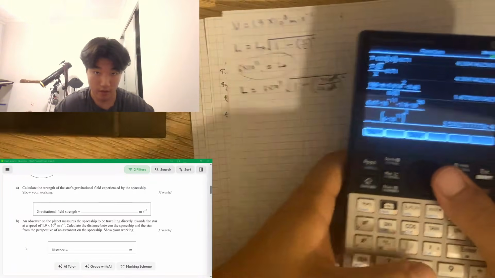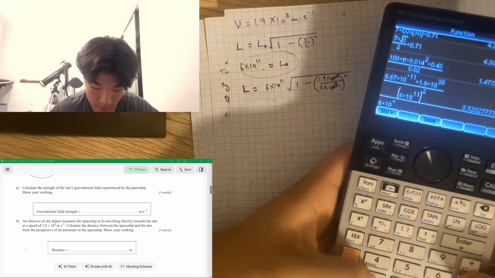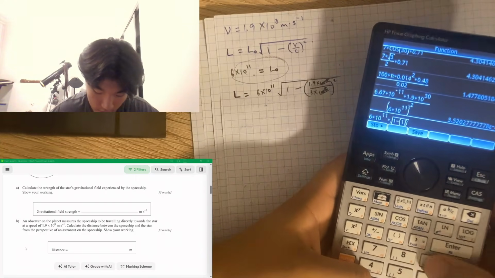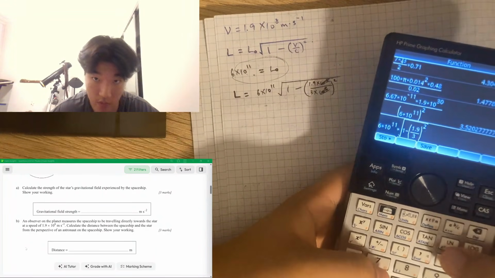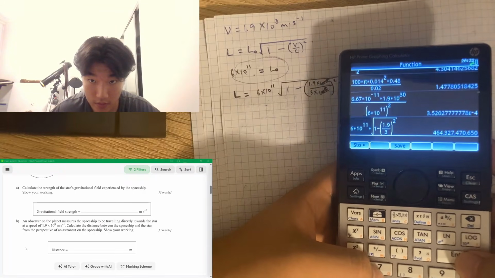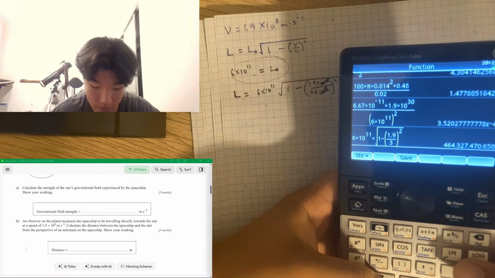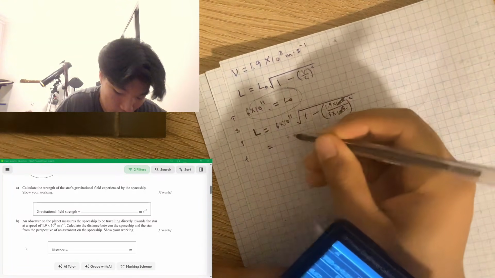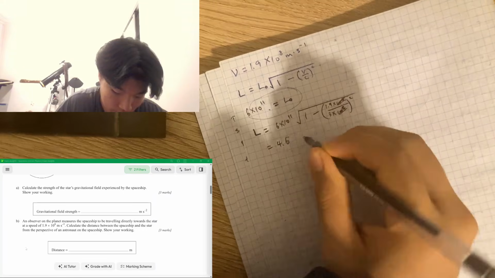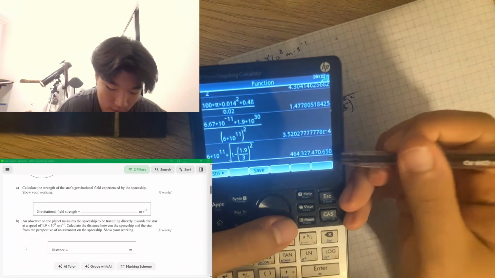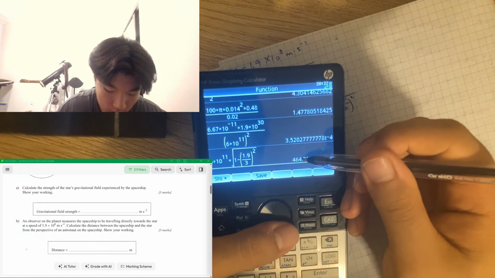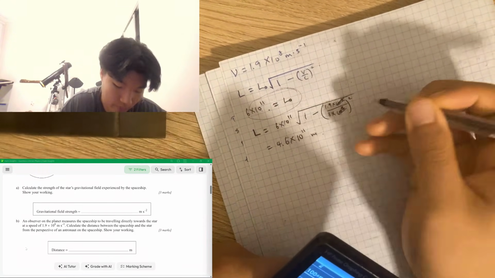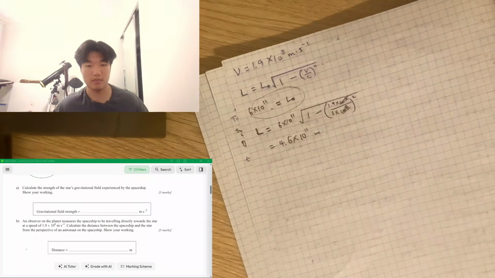Okay. 6 times 10 to the 11 multiplied by the square root of 1 minus, and then we put brackets around it, 1.9 divided by 3, and then we square that. Okay, obviously the distance is going to be large. Put it to two significant figures. Okay, 4.6 times 10 to the 11 meters.